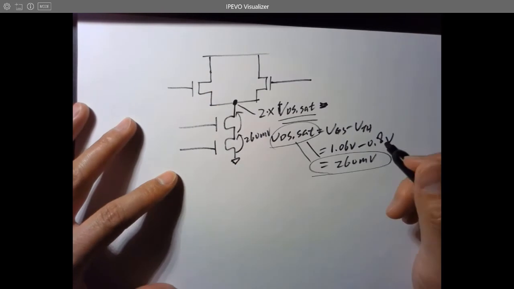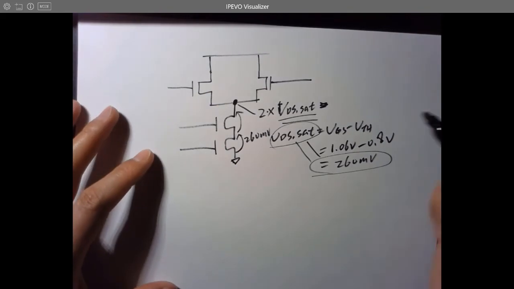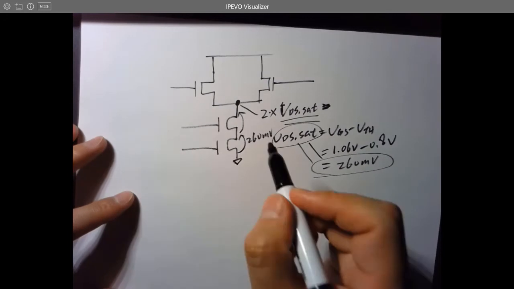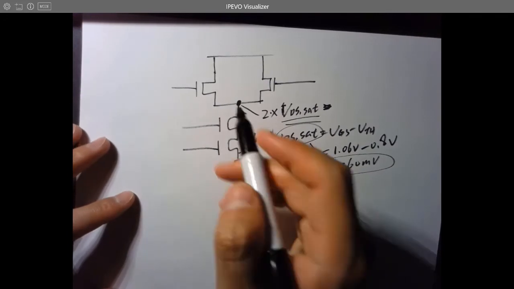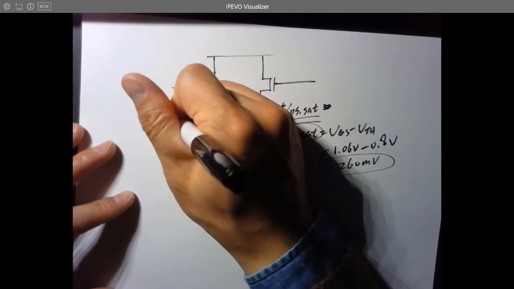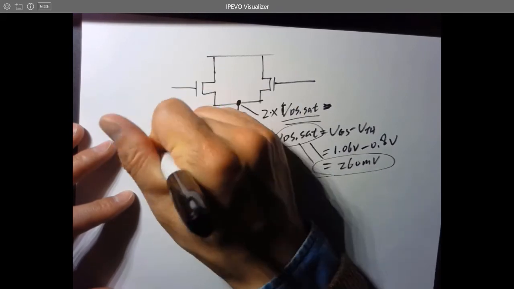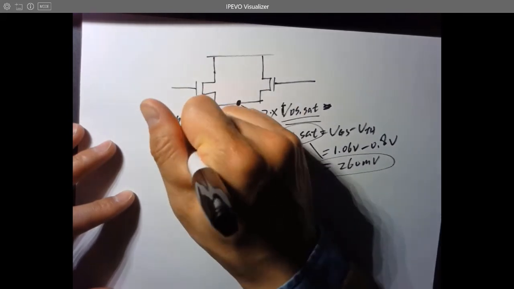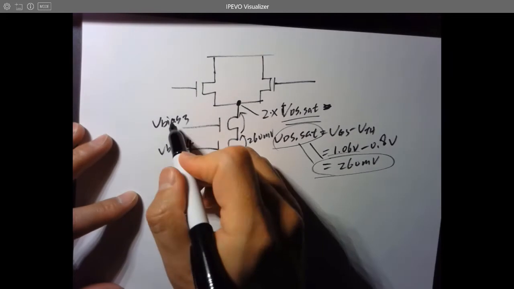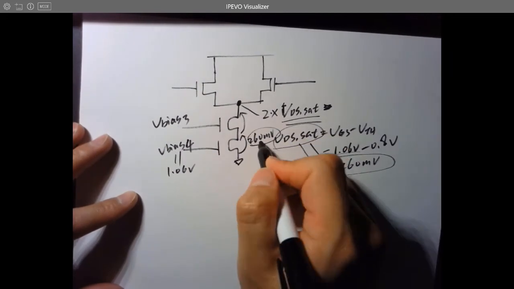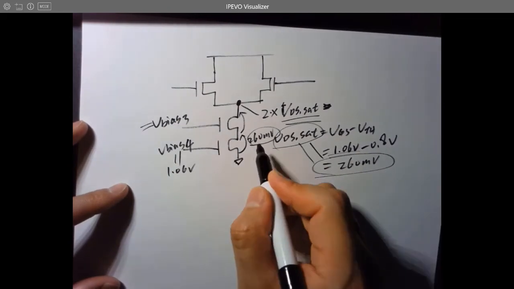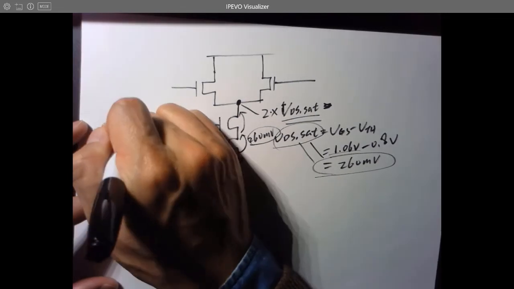And there's another step. So totally two times VDS set, which is 520 millivolts. And you can bias these two NMOSes to make this happen. And we're just directly going to use this to VGS. V bias 3, V bias 4. So now you know what is this voltage. Okay, it's 1.06 volts. So what about this one? So it should be VGS plus this guy. So it's going to be 1.06 volts plus this one, which is 1.32 volts.